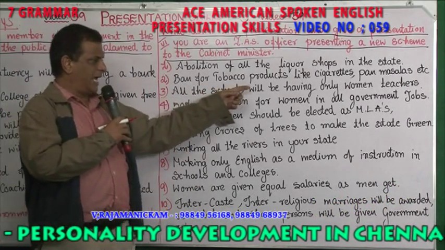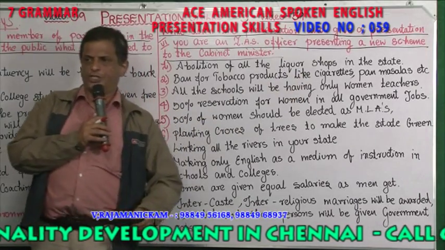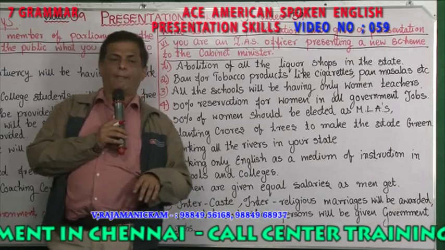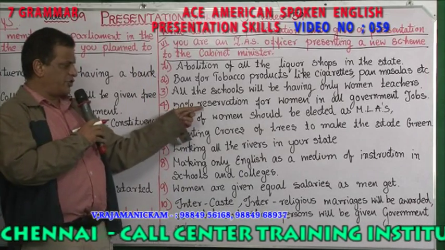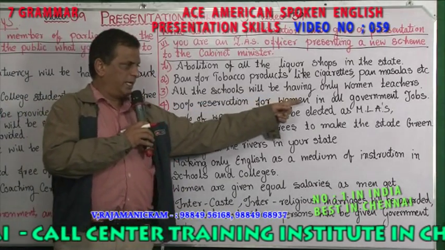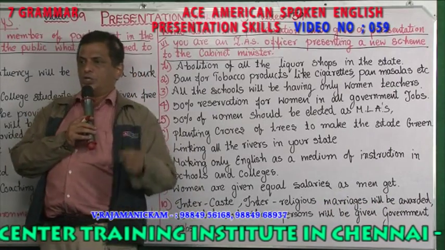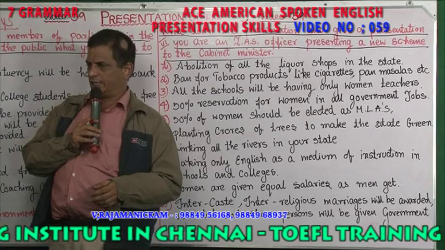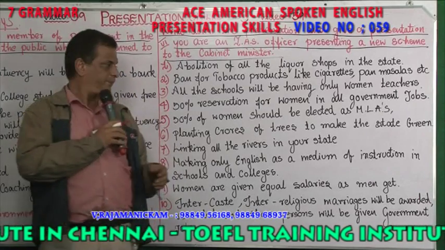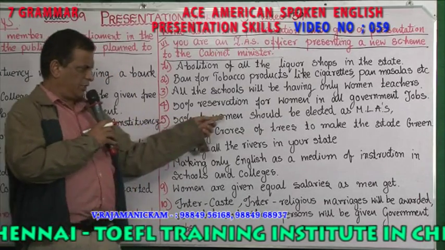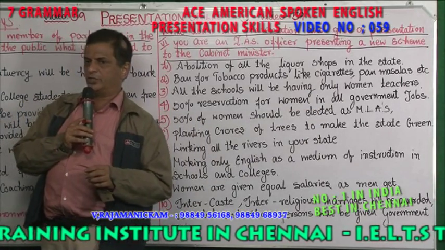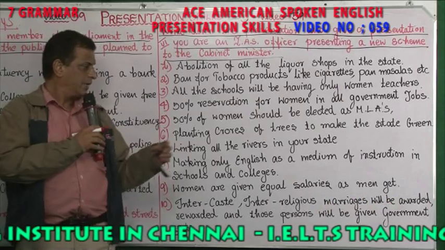All the schools will have only women teachers. So all the schools up to 10th standard, only women teachers will be there. 50% reservation for women in all government jobs. So in all government jobs, reservation of 50% for women. 50% of women should be elected as MLAs. So 50% of women should be elected as MLAs.